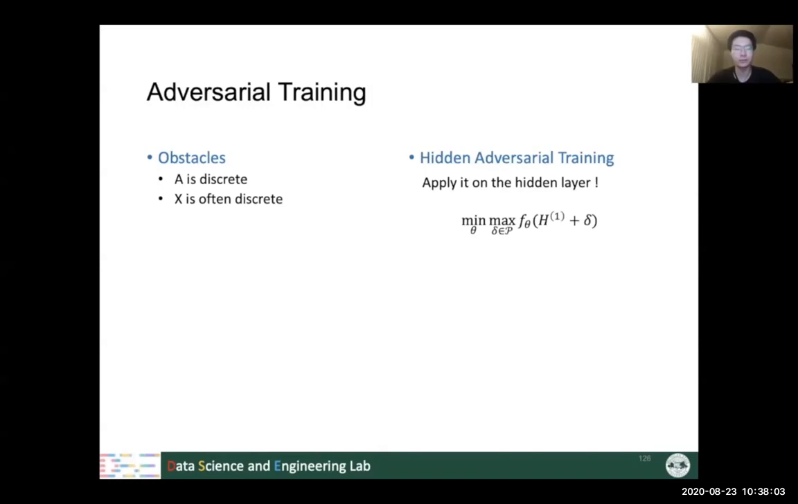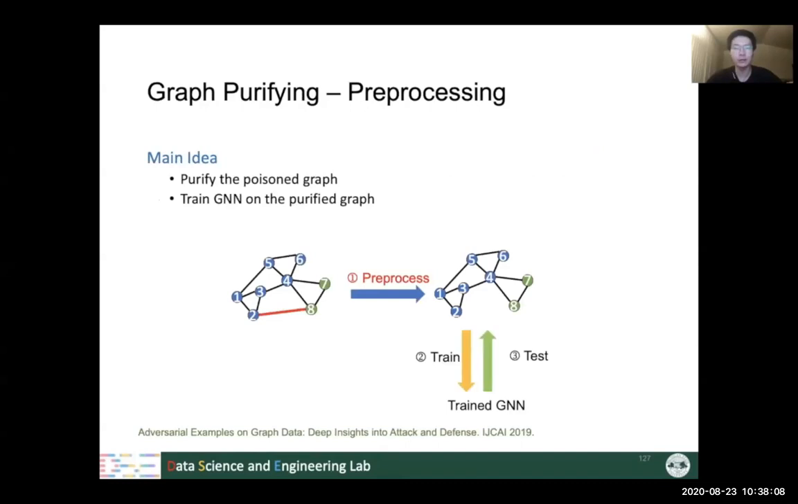The second defense type is graph purifying, where we aim to purify the attacked graph. One graph purifying strategy is to do pre-processing. The main idea of it is to purify the poisoned graph and train the GNN on the purified graph, as shown in this figure.